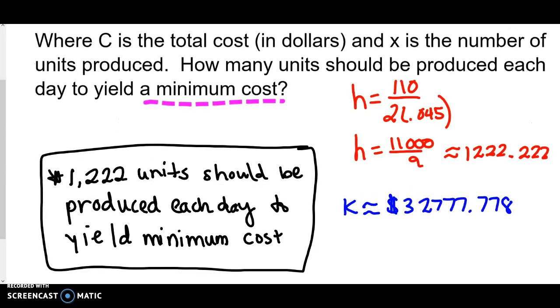All right, just a quick check. There wasn't too much more for you to do. If I do simplify this, I get that it's about 1,222. I did go ahead and find the k value of my vertex, or the y value, but it wasn't really necessary to know. It just asked how many units should be produced. So to answer this question in words, 1,220 units should be produced each day to yield minimum costs. If they had asked me what is the minimum cost, my answer would have been the k value.